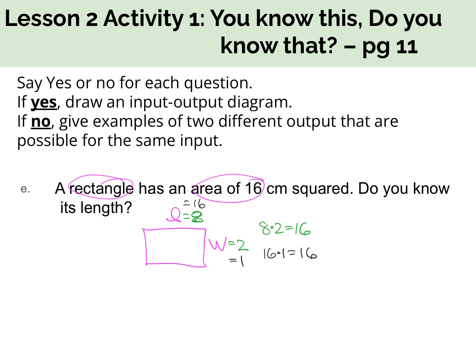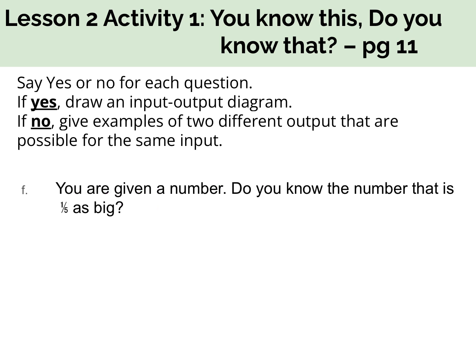So can this be a function diagram? Can we have only one input and get one output? That answer is no. This does not work because, as we showed with the green stuff and the black stuff, we have two different things going on. So can we make an input-output diagram? Unfortunately, we cannot.